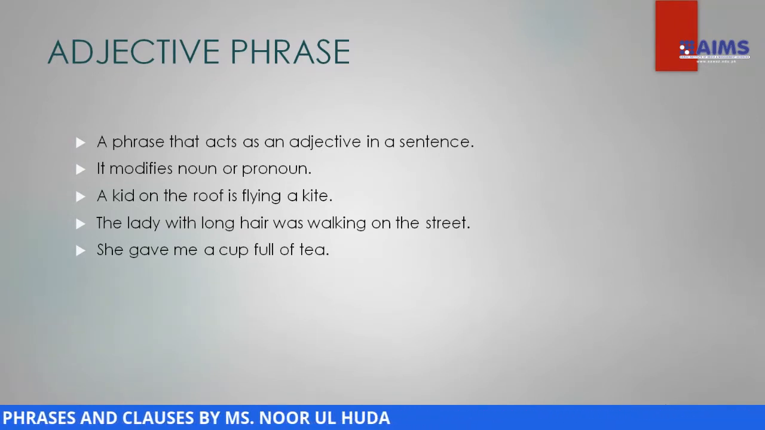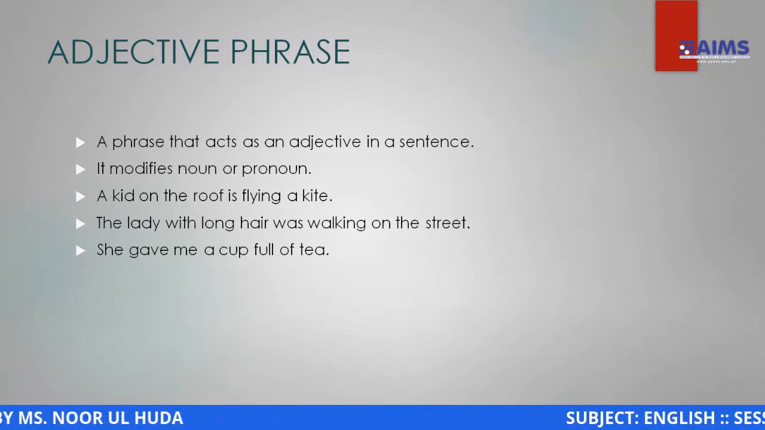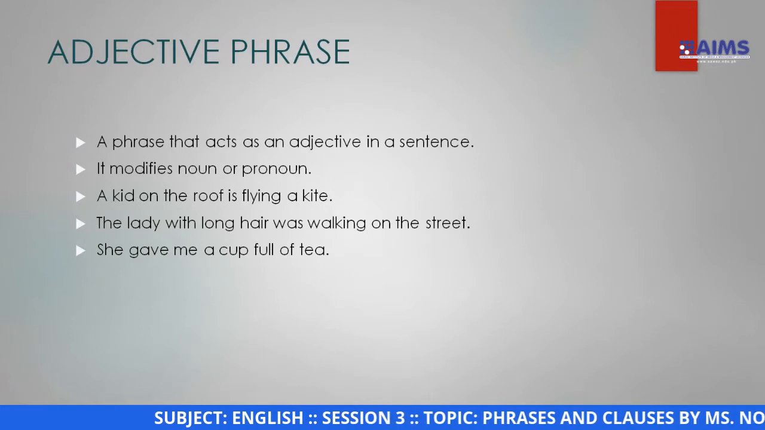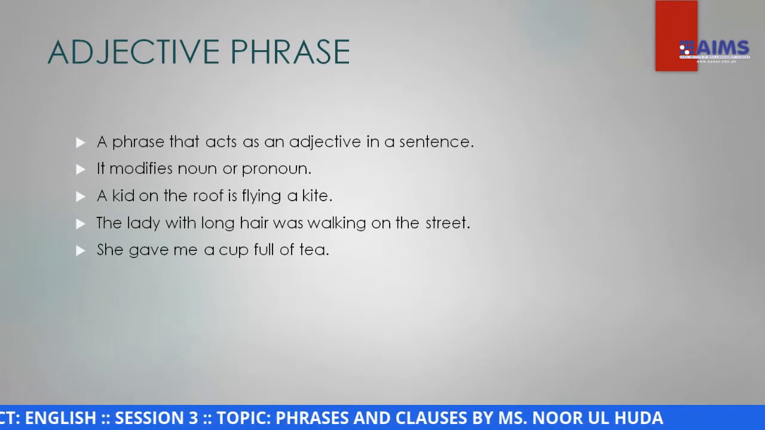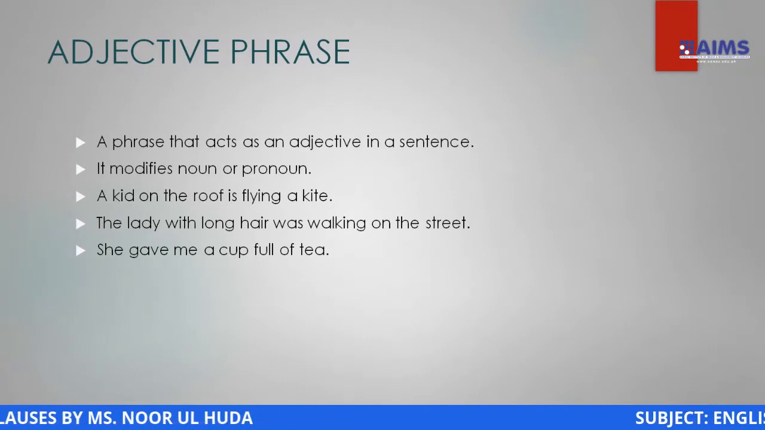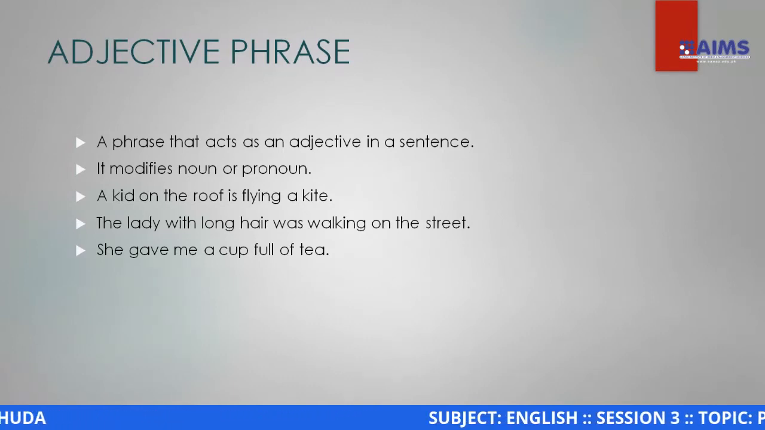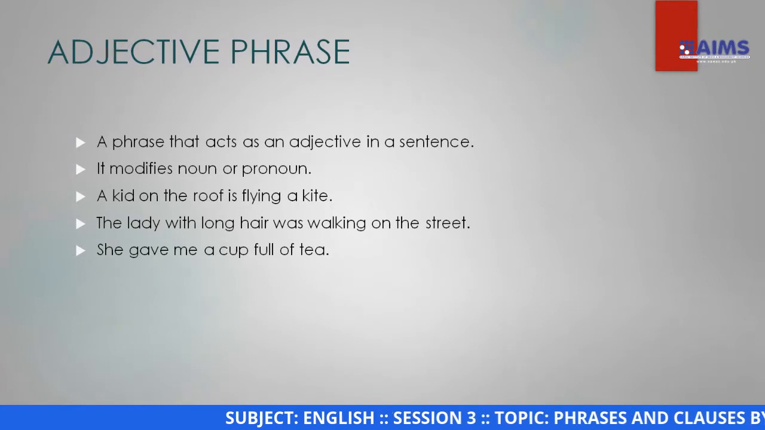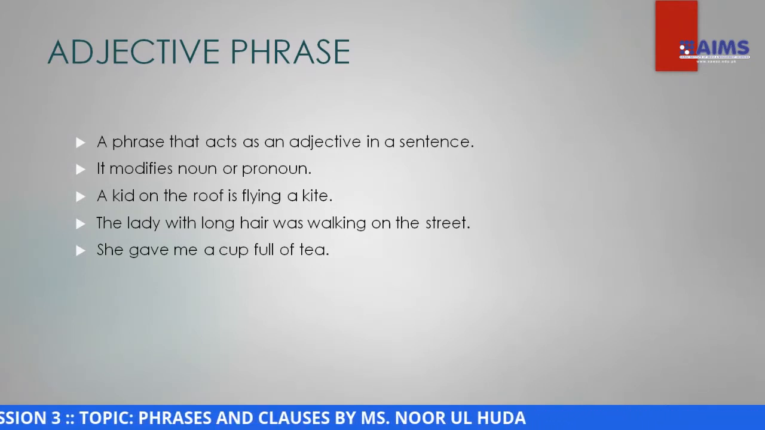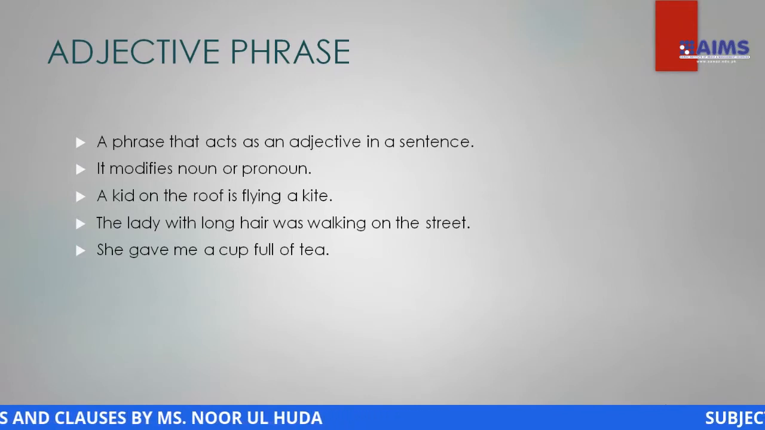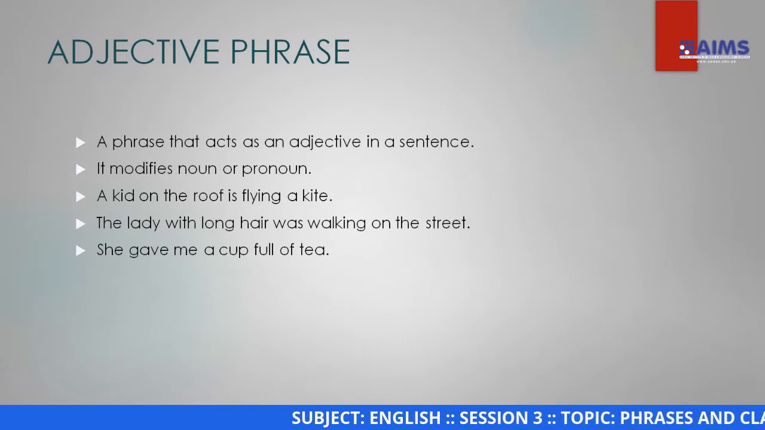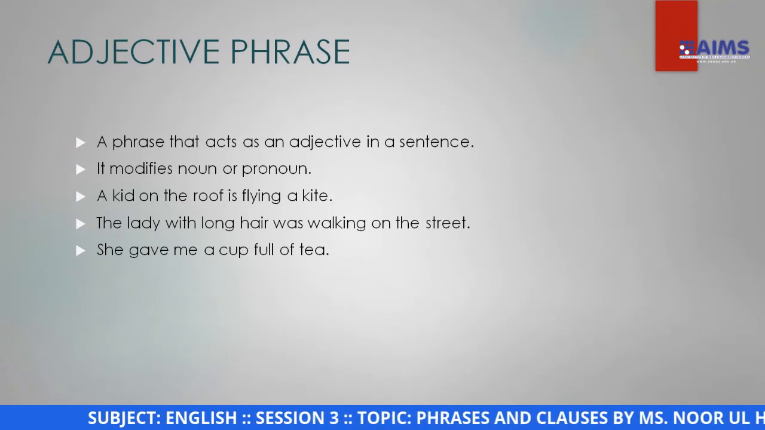A kid is not at home, or in the school, or at the market, but he is on the roof. It is telling us some information about the kid. All right, another example is: the lady with long hair was walking on the street. "With long hair" is a quality of the lady, and the lady is what? A noun. So it is the adjective phrase, "with long hair."